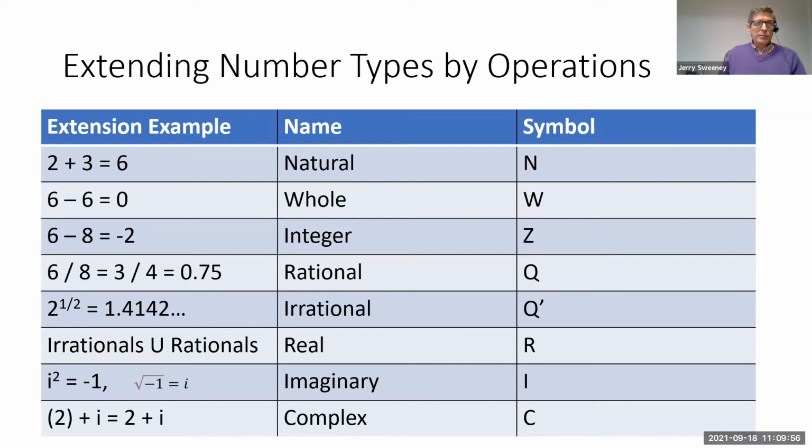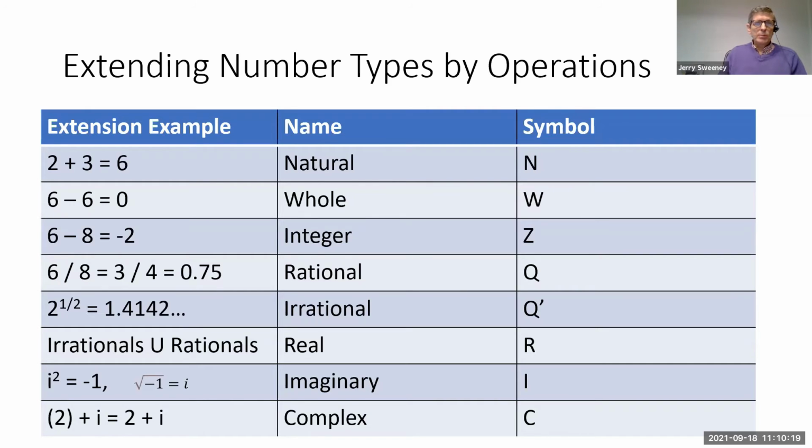Rational numbers come from dividing two integers, and irrational numbers are numbers which cannot be defined as a ratio. They're not rational. And irrationals and rationals together are called real numbers.